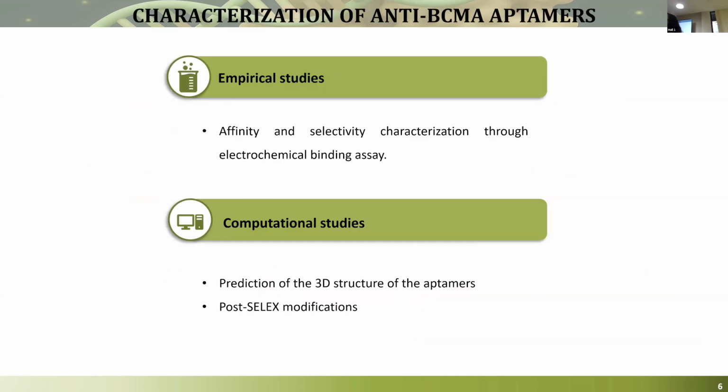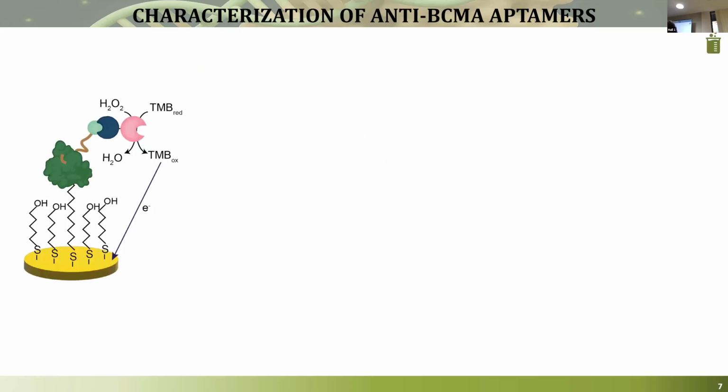So to characterize the aptamers, first, we did empirical studies in order to know the affinity and the selectivity, and also then the computational studies to predict the 3D structures of these aptamers and to do some modifications to improve their characteristics. So I'm going to start with the empirical studies. To do this, we performed electrochemical binding assays.